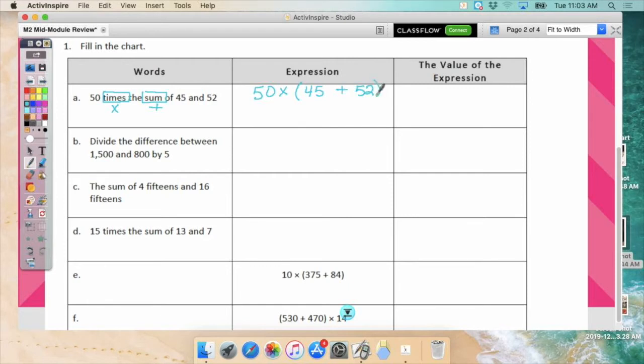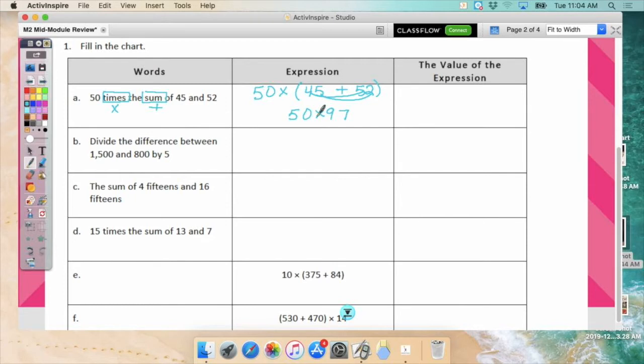Now notice how I wrote it kind of up above that box, in the top part of the box. That's because I've got to solve for the value of the expression, so I'm leaving room underneath to do a little bit of math. So 45 plus 52, can we add that in our head? Yeah. What's 5 plus 2? 7. And what's 4 plus 5? 9. So 97. So we've got 50 times 97, okay?